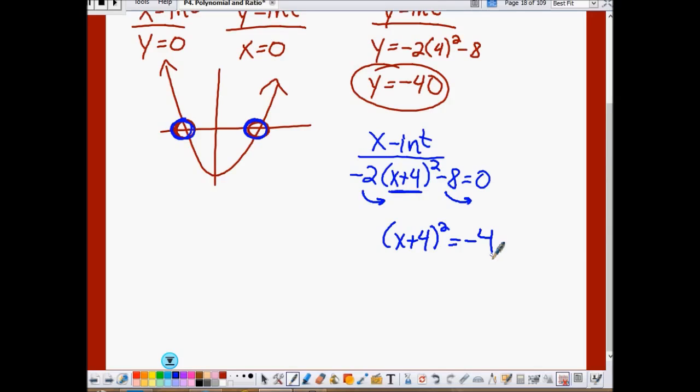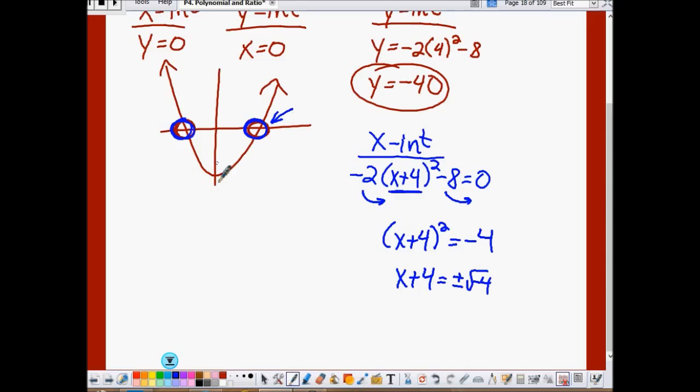Now we get rid of the square by square rooting. x plus 4 equals, don't forget to do what when you're square rooting? Plus or minus the square root of -4. I can really stop there. Can anybody tell me where my x-intercepts will be? Imaginary. You're not going to have any. If your answer turns out to be imaginary, you have no x-intercepts.